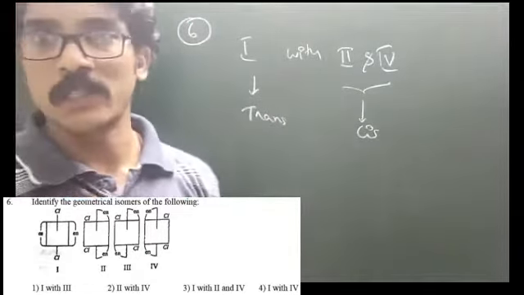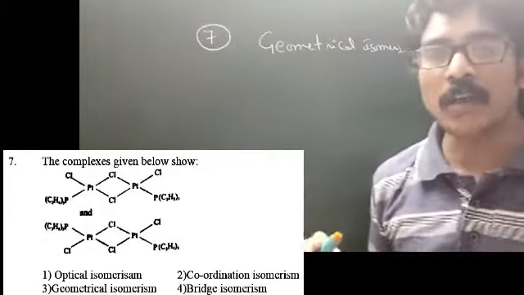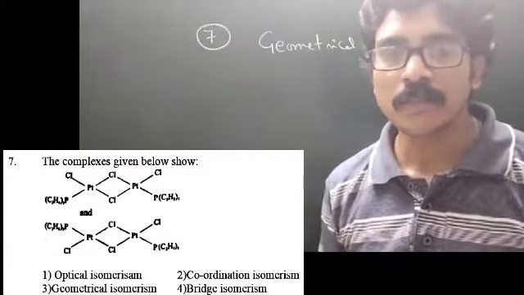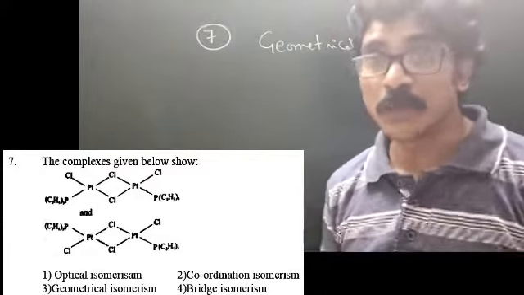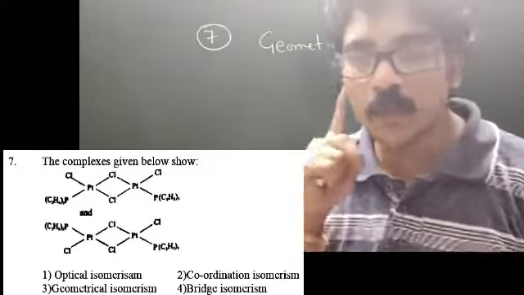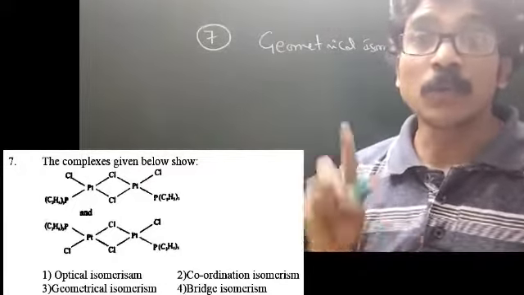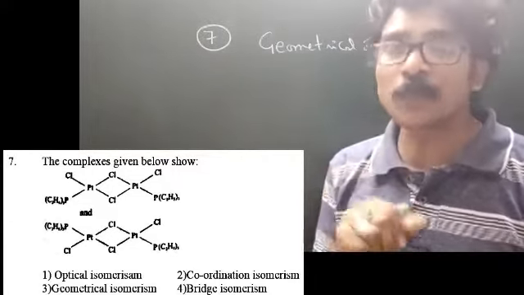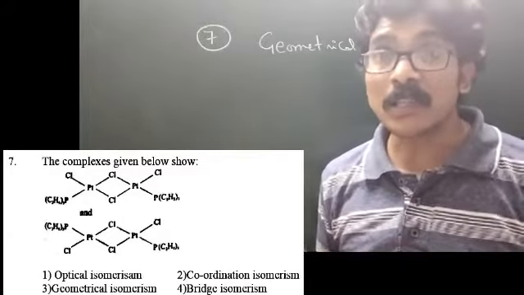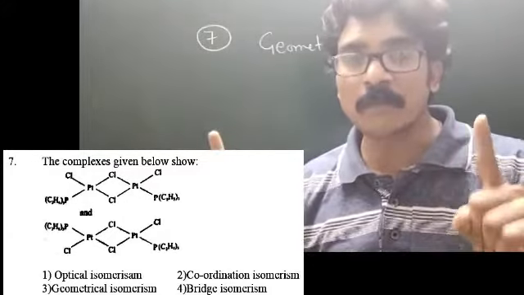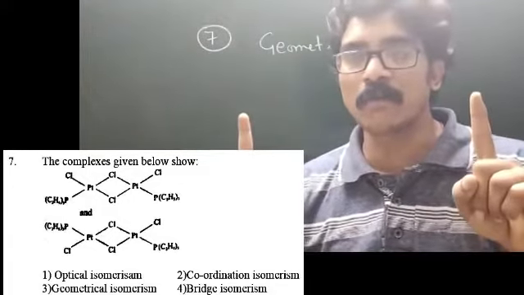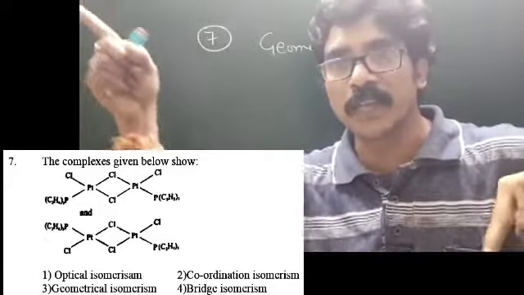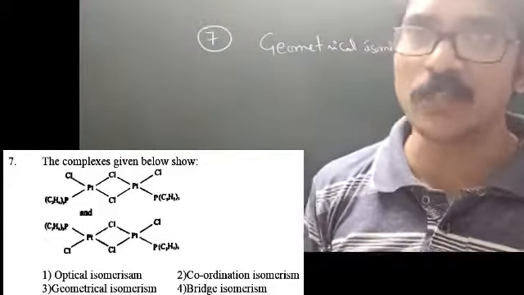Question number 7. By observing the following complexes, the two complexes exhibit which isomerism? Look at the two diagrams in the given options, in which chlorine atoms and a trialkyl phosphine are in trans position to each other. In one case, chlorine atoms are on the same side and the trialkyl phosphine on the same side. In another case, chlorine and trialkyl phosphine are on opposite sides. Therefore, that exhibits geometrical isomerism.